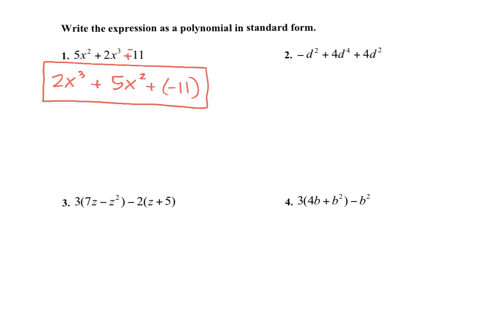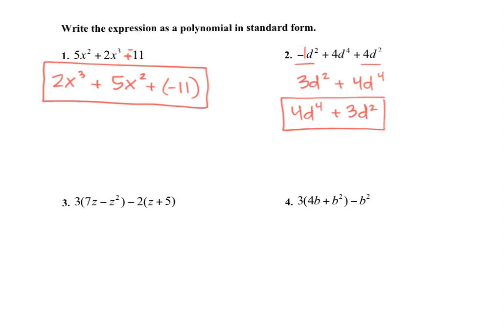Let's do number 2. All right, well, I do have some like terms I can combine here. If you want to put a 1 in front of that d squared, you can. So negative 1d squared and 4d squared are like terms because they have identical variable parts. When I combine those, I get 3d squared plus 4d to the fourth power. But then to write it in standard form, I have to put that term that has the 4 exponent first, and then plus 3d squared, and that would be standard form.